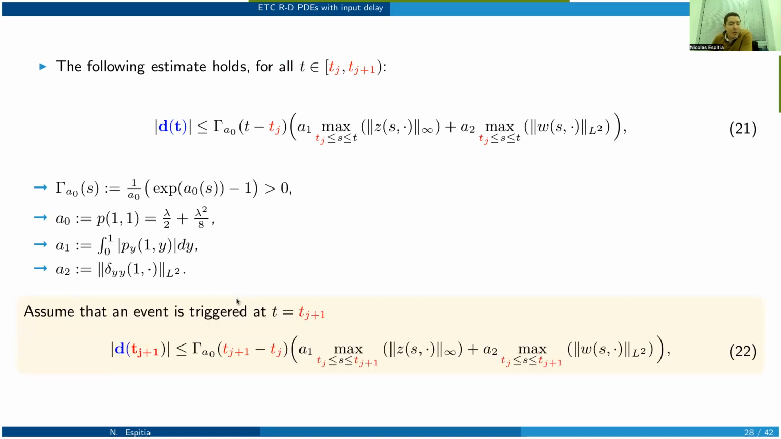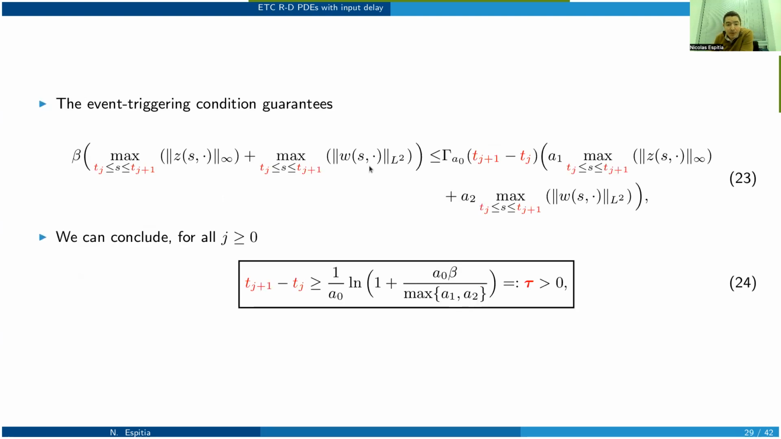Now we assume that an event is triggered at tj+1. We use the triggering condition and obtain an inequality in terms of the intersampling times that allows us to conclude that there exists a lower bound between two triggering times. This lower bound, which we call the dwell time, depends on the parameters of the system, somehow on the delay, and also on the parameter of the triggering condition.